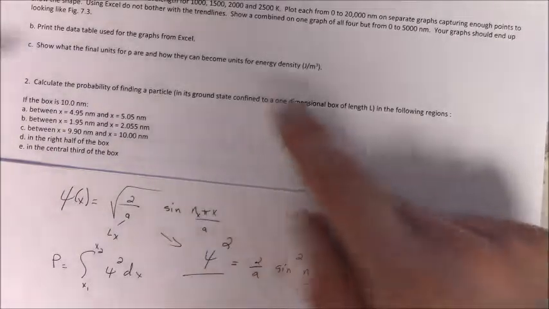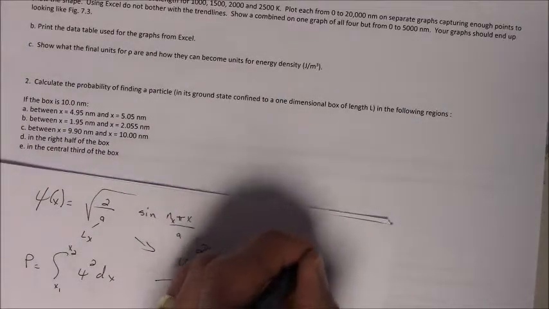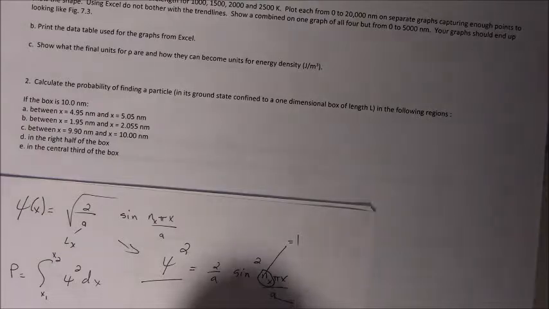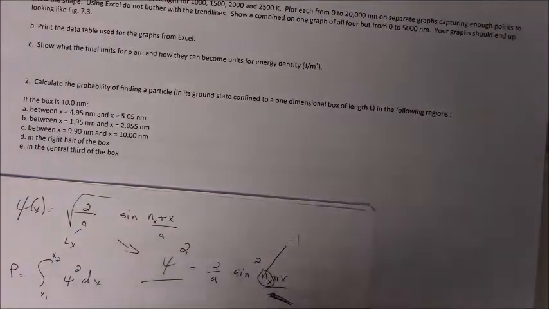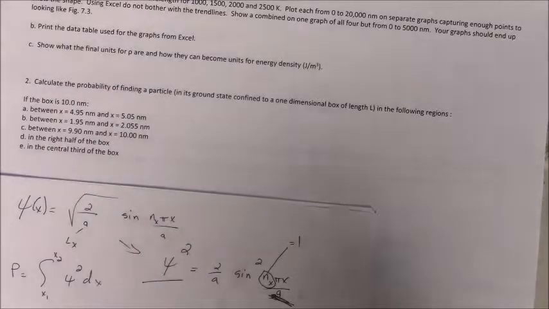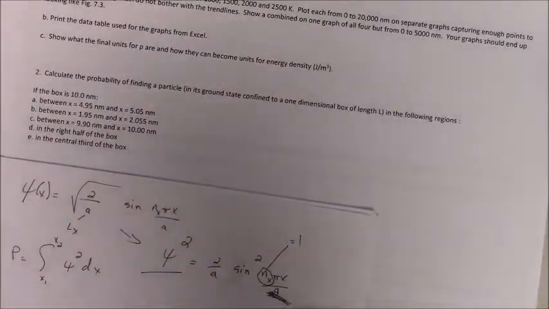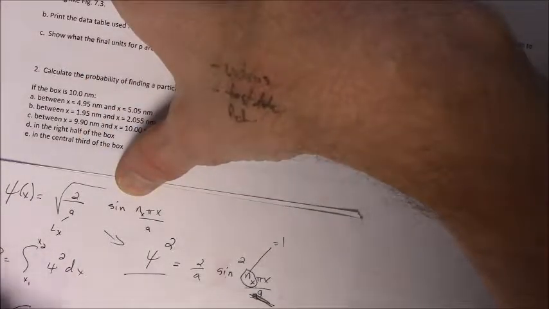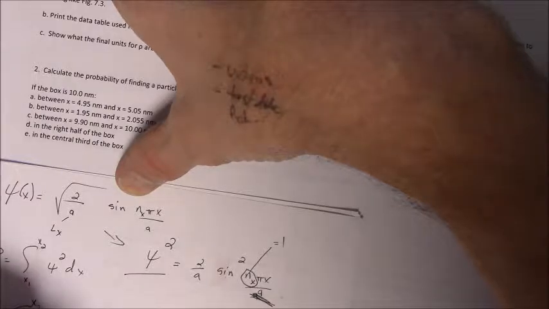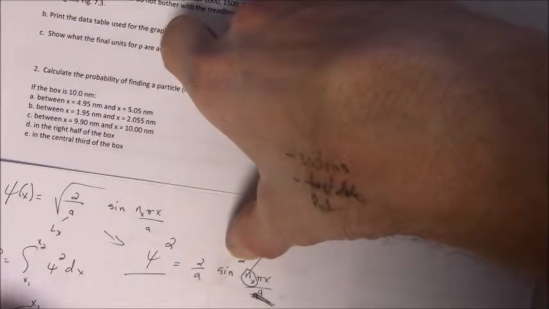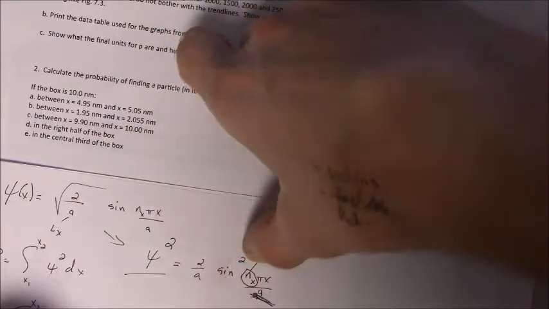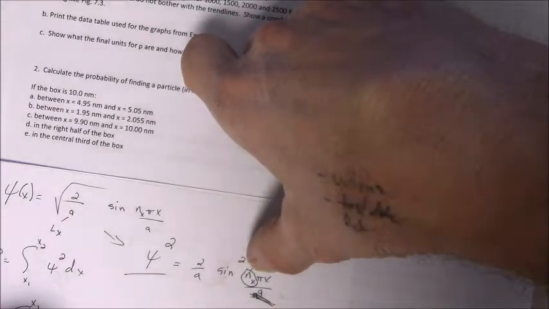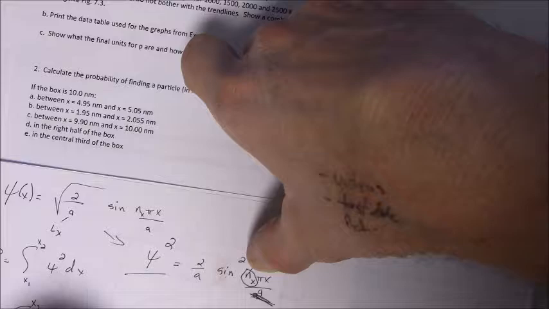In its ground state, the nx has to be equal to 1, right? You already know a, you can just leave this in and fill it in later. Leave it as a, or the length in the x direction. That's fine. So for part A, your job is to integrate this from an initial value to a second value. The 2 over a can come out front. You're going to have sine squared, and you're going to be left with pi x over a dx.